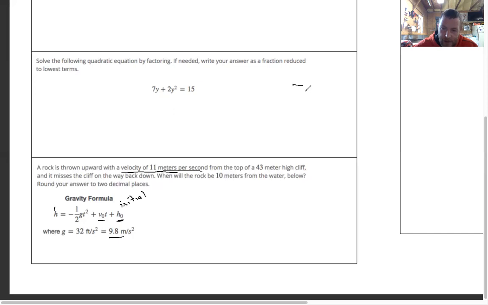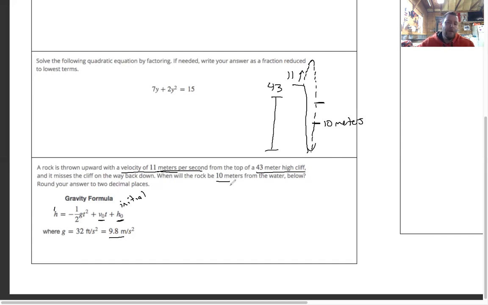If I looked at this, here's my cliff. This one's saying it's thrown up at 11 meters per second, so I'm throwing this thing up and then it's coming back down. The velocity that I'm throwing it up at is 11. The H on the left is how high it is. It says 10 meters from the water, so here's 10 meters. They're asking how long it takes to fly up and come back down, and the cliff is 43 meters high, so this is 43 from here to here.